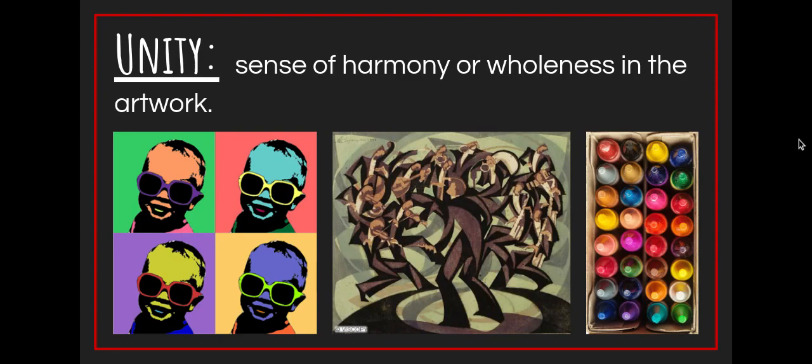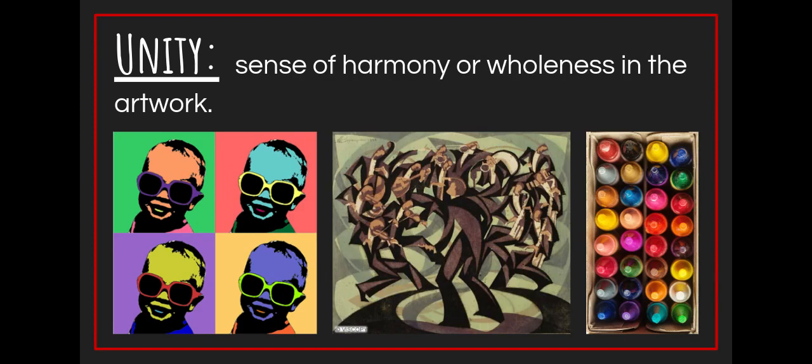So I have a couple examples right here. The one on the far left with the little babies in sunglasses. Okay. This is a good example of unity. It's the same image over and over again, but the color changes. So the color, the fact that it changes is what we call variety. So everything's the same, but there's one part of it that changes that makes it a little bit more interesting, but everything still goes together.